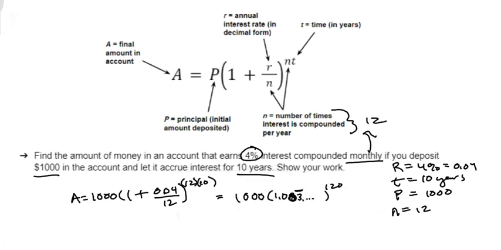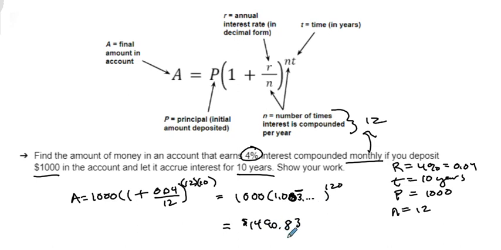Now the second step is to raise that to the 120th power. It might sound like that's going to be huge, but it's not necessarily going to be giant. So I got a number, and now I multiply it by 1,000. My final number after I multiply that all together is $1,490.83.